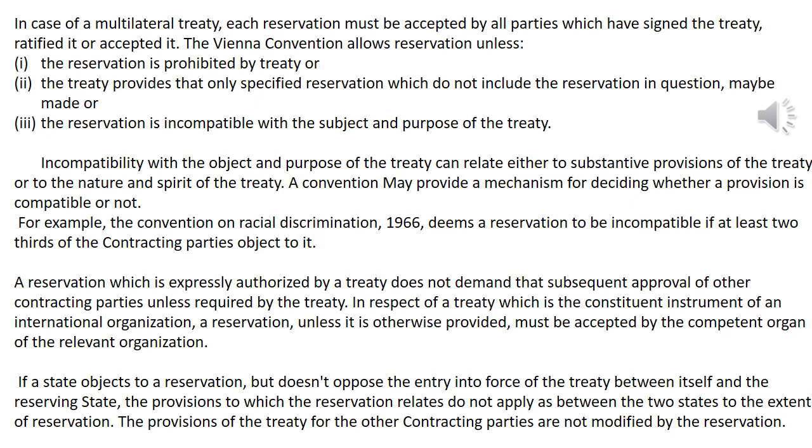A reservation which is expressly authorized by a treaty does not demand the subsequent approval of other contracting parties unless required by the treaty. In respect of a treaty which is the constituent instrument of an international organization, a reservation, unless otherwise provided, must be accepted by the competent organ of the relevant organization. If a state objects to a reservation but does not oppose the entry into force of the treaty between itself and the reserving state, the provisions to which the reservation relates do not apply as between the two states to the extent of the reservation. The provisions of the treaty for the other contracting parties are not modified by the reservation. So, these are the rules to be followed for a reservation and ratification of the treaty.